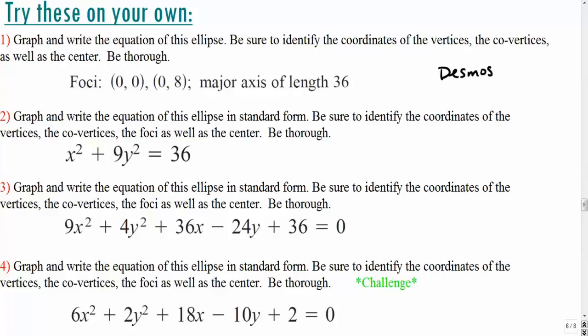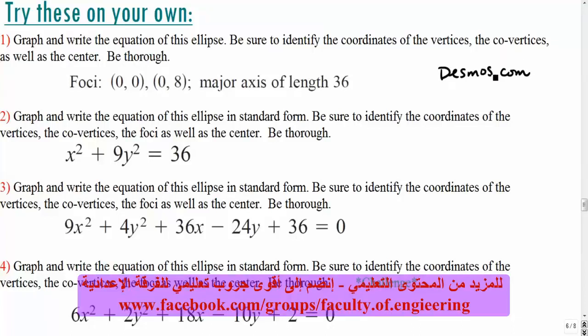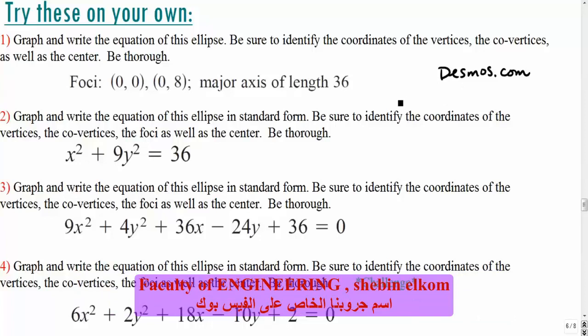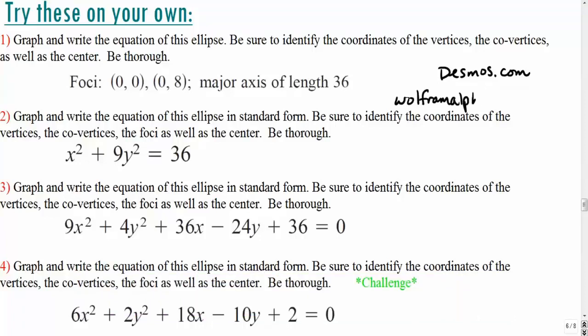One of the best ways to check some of this stuff is to use this website, desmos.com, and that's like a nice online graphing calculator. And the other one that I really recommend is wolframalpha.com. It's a really awesome computational search engine. It'll give you all sorts of really cool stuff. You can check your work using that, but go ahead and pause this, and then when you're ready to go, press play and I'll give you the answers.